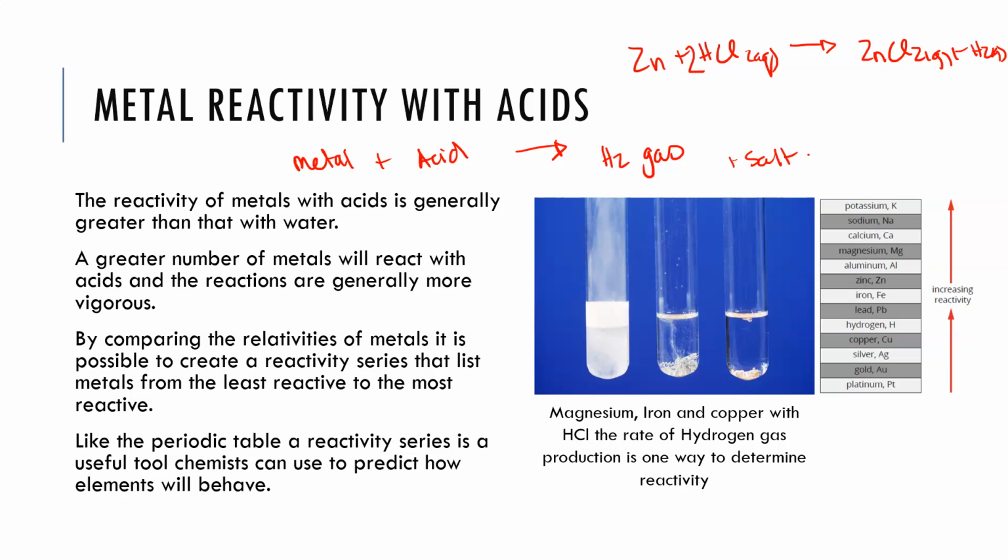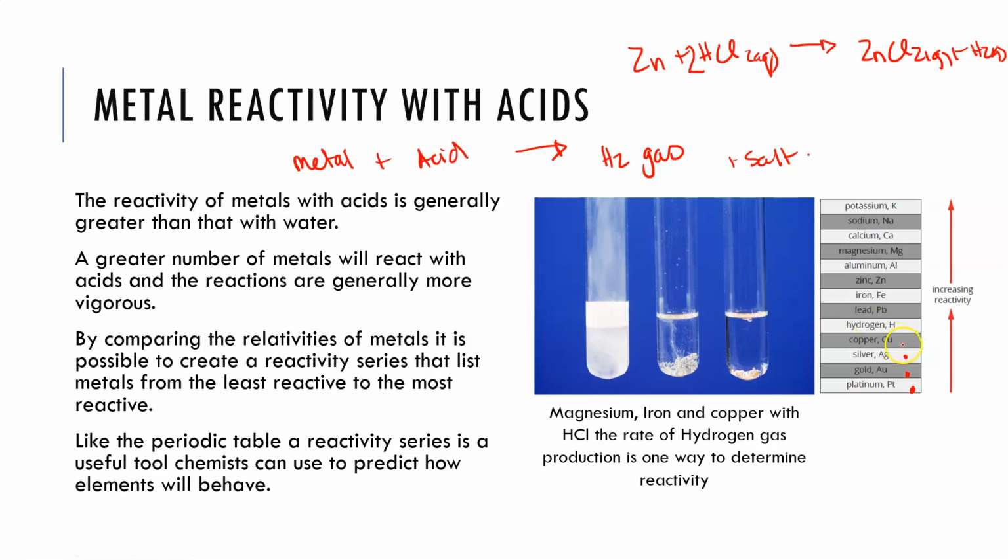So a reactivity series lists metals from the least reactive to the most reactive, like a periodic table. This gives us a tool that we can use to help predict how things go. If we have a look, this is a reactivity series here. This one is actually listed from the most reactive to the least, and you can see here platinum, gold and silver, which are all metals we prize for jewelry, are very unreactive.